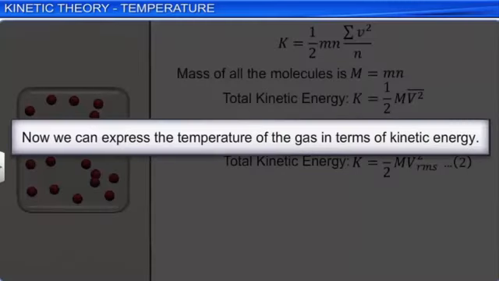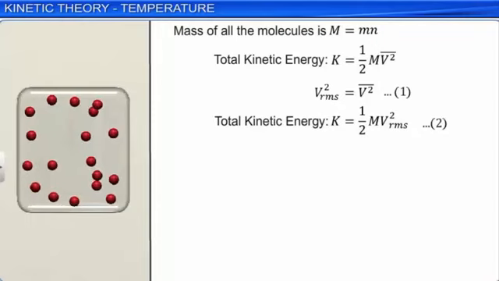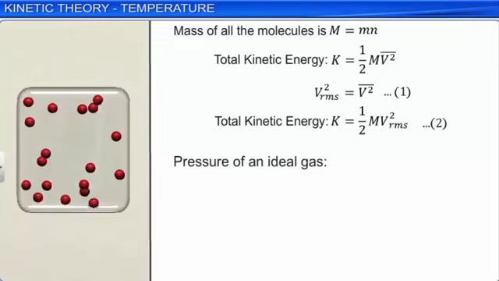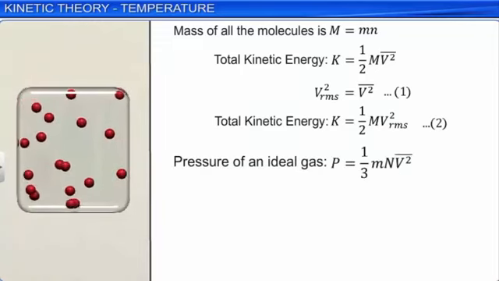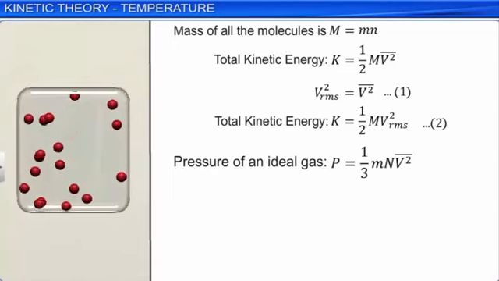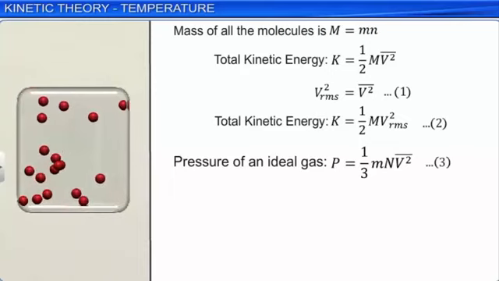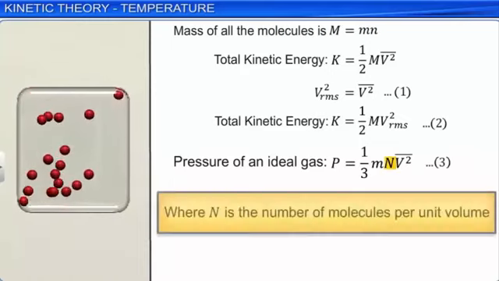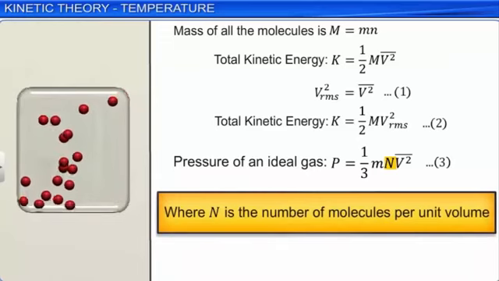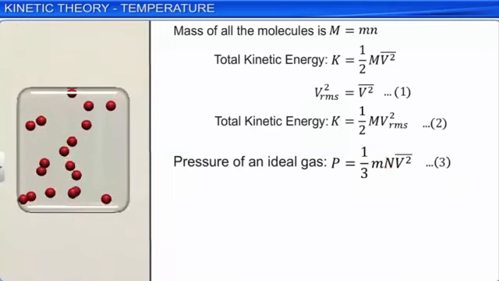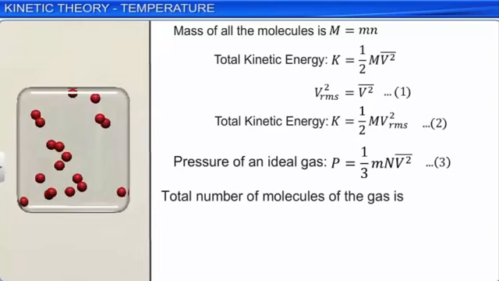Now, we can express the temperature of the gas in terms of kinetic energy. We know that from the kinetic theory of gases, the pressure of an ideal gas, P, is equal to 1 by 3 m n v square bar. Let this be equation 3, where n is the number of molecules per unit volume. Let V be the volume of the gas. Then the total number of molecules of the gas is N, which is equal to n multiplied by V.